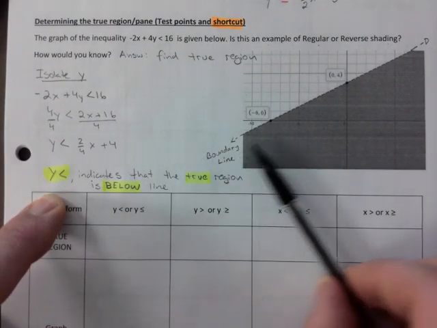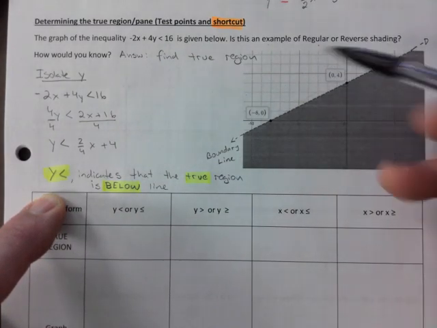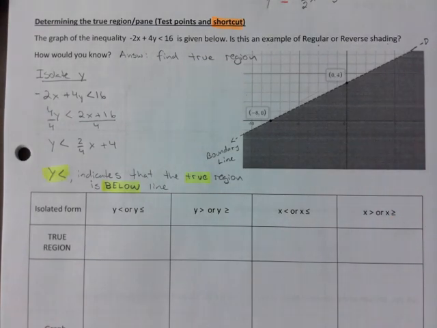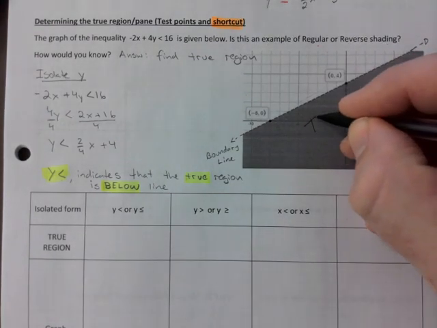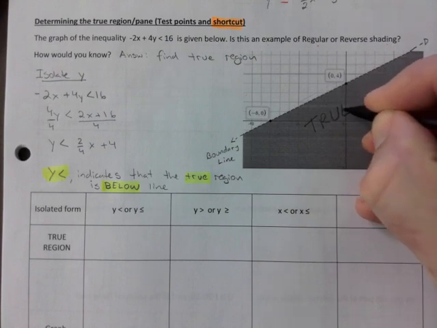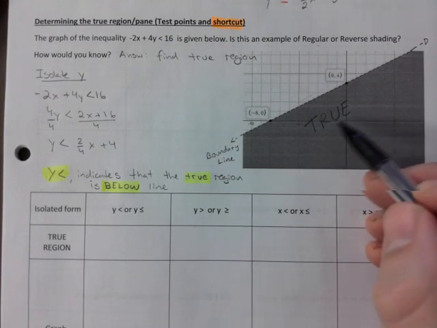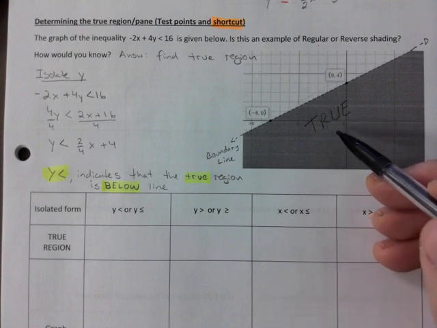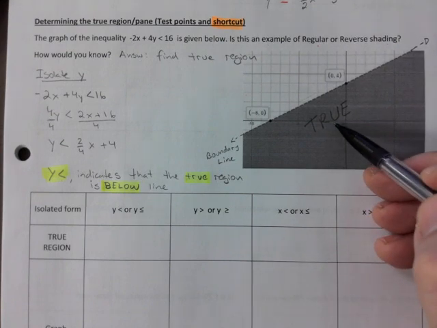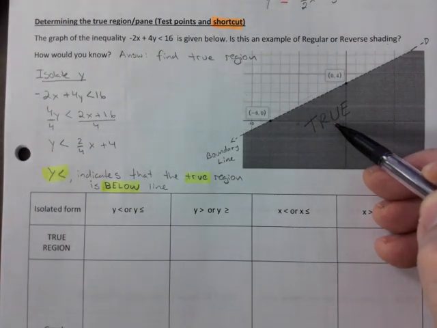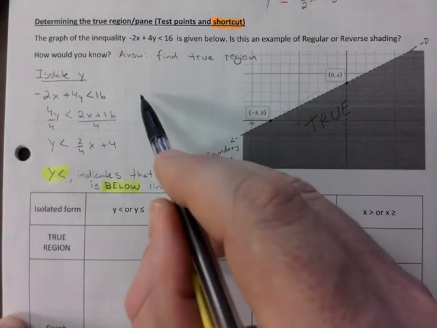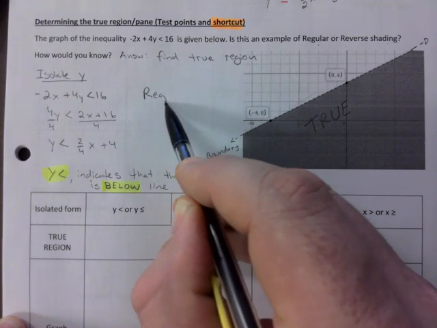So we go to our graph and we say, hey, this is the line, this is the true region. This is true, so write nice and big, true, right here. And since the true region has been shaded, what kind of shading have I used? You remember? Go one page back. If you shade the true region, I'm using regular shading. Okay. So regular shading has been used.